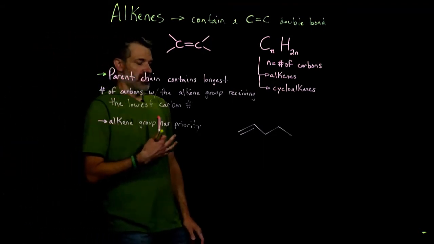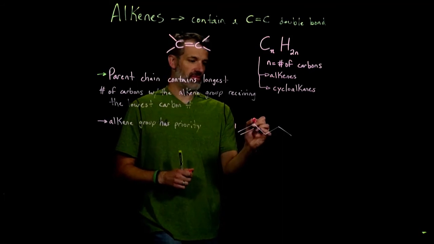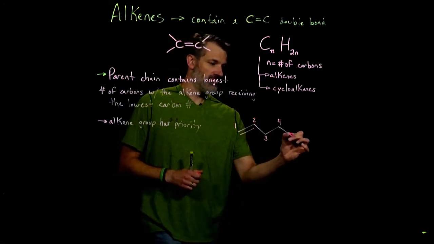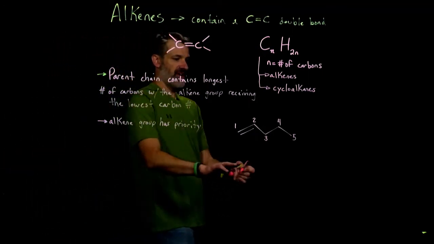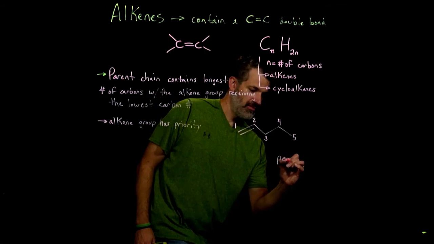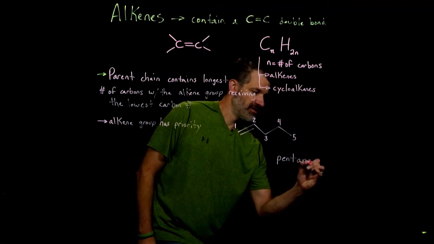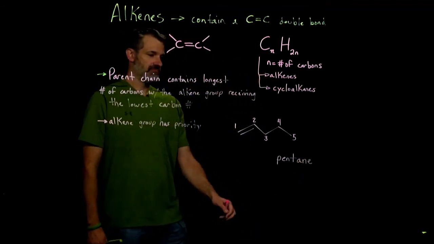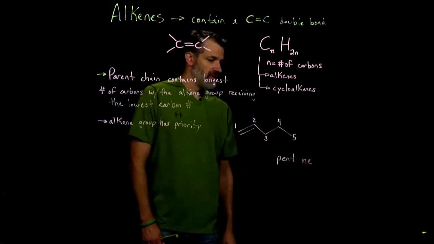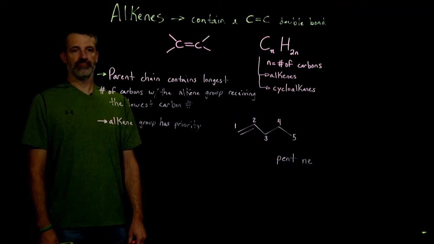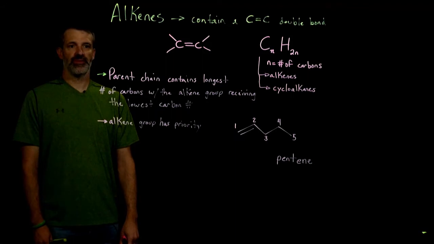So here the numbering is going to give us the lowest carbon number for the double bond. 1, 2, 3, 4, 5. 5 carbons long is pent. And ordinarily, if it was an alkane, it would be pentane. But here we're going to change the A over to E. So this becomes pentene.